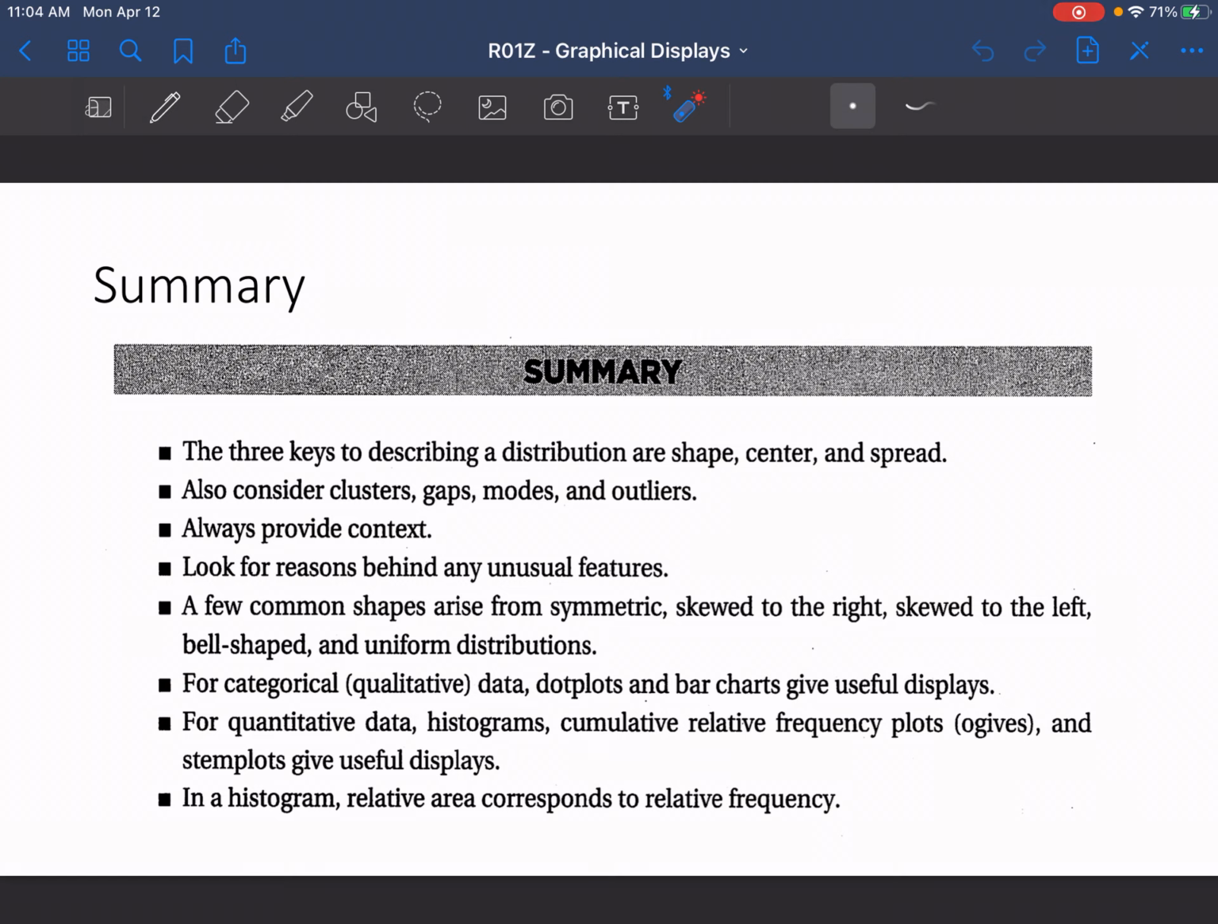For categorical or qualitative data, or data that you can describe with words, dot plots and bar charts give useful displays, whereas quantitative data should be described with histograms or cumulative relative frequency plots or stem plots. Those are going to give useful displays for quantitative data, whereas bar charts and dot plots would be good for categorical data. And then in a histogram, relative area corresponds to relative frequency in this case.